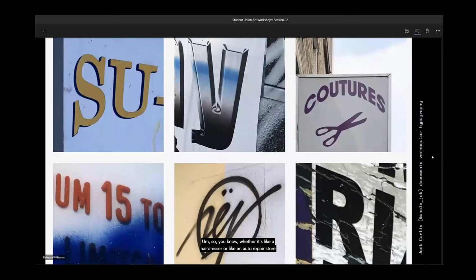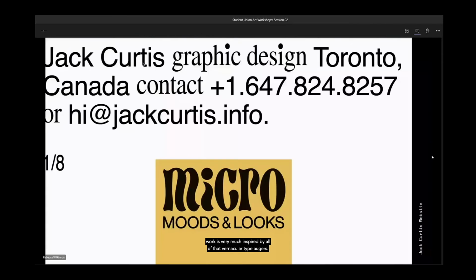Whether it's a hairdresser or an auto repair store or graffiti he sees in an alleyway, he takes photos and shares them, and it's his way of documenting and storing all of these things that he sees around him. And when you get to know him as a designer, you notice that his work is very much inspired by all of that vernacular typography. So there's a lot to be taken from just looking at the things around you.